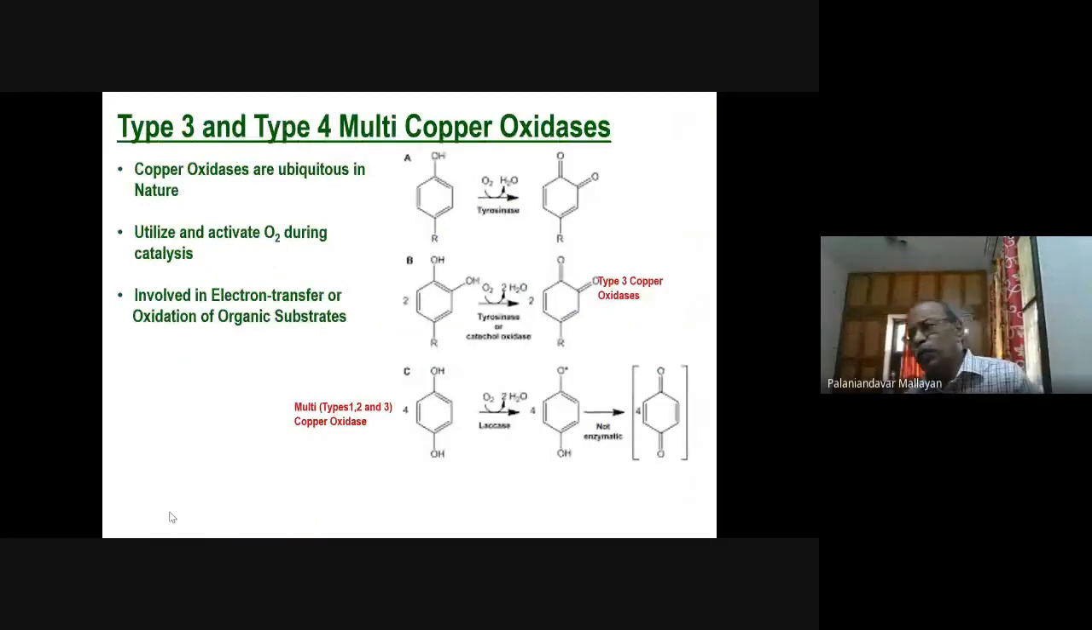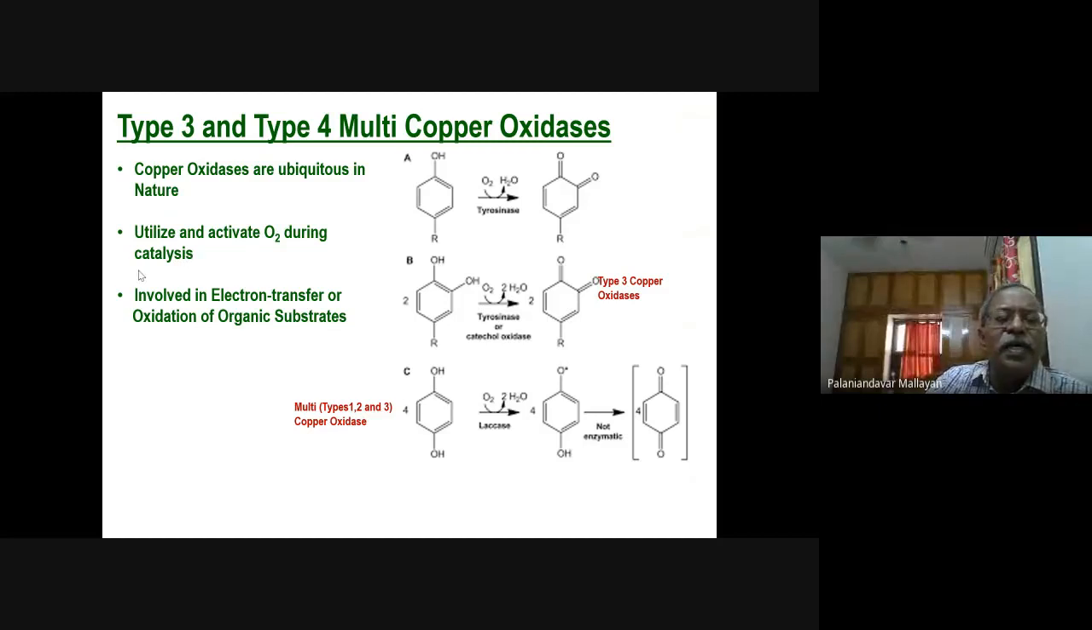Let me now turn over to type 3 enzymes and also multi-copper oxidases, where you have more than one type of site. So we have the tyrosinase enzyme. That's very much essential in our own human body, right, to make the dopa, the drug for keeping the nerves active, tyrosinase enzyme. So copper oxidases are ubiquitous in nature. They utilize and activate dioxygen during catalysis. This is what we saw already.